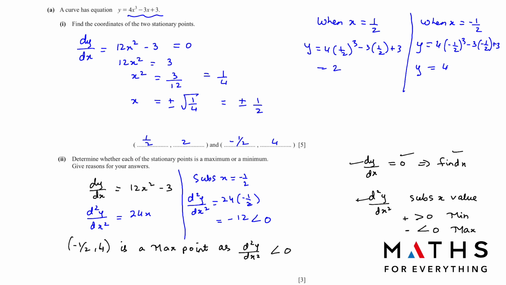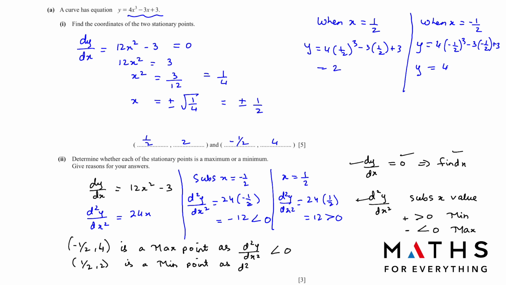Now we are going to substitute x is equal to half in our d2y over dx2. And we are going to get a positive number which is more than 0. So when x is half and y is 2, it is a minimum point as d2y over dx2 is more than 0.